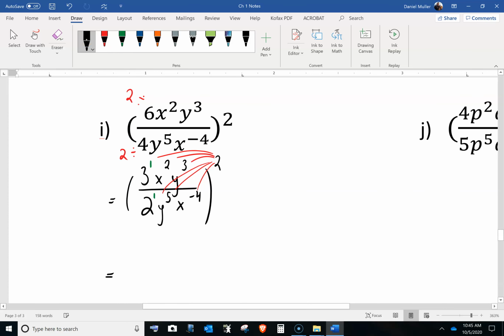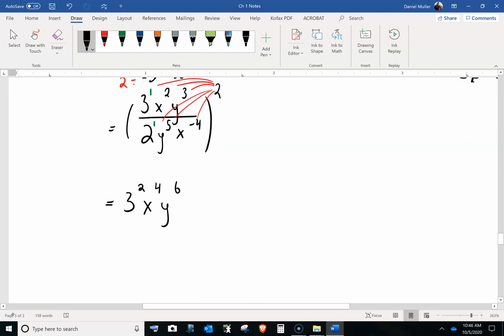So I've got a 3, 1 times 2 is 2. And then I got an x, 2 times 2 is 4, 3 times 2 is 6. And then on the bottom, a 2, and then 1 times 2 is 2, 5 times 2 is 10, and negative 4 times 2 is negative 8.